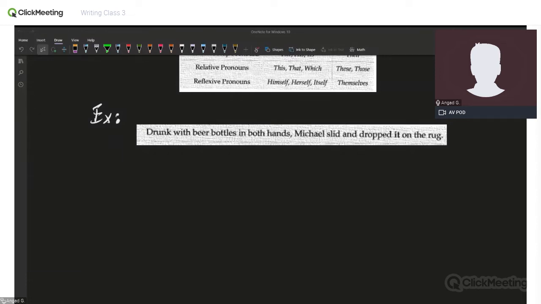Correct. Good job, Rhea. What should be replaced by? It would be them, right? Drunk with beer bottles in both hands, Michael slid and dropped them on the rug. Beer bottles. We're referring to that, so it has to be them. Do you get that? All right. So I'm going to give you guys another example.